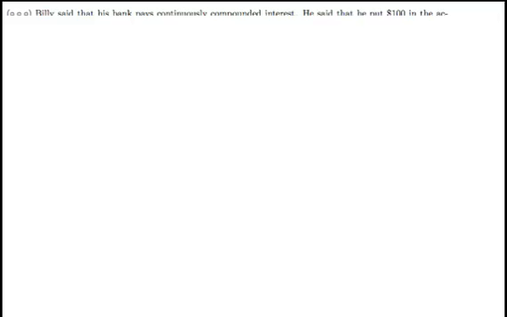Well, it looks like Billy has some money in the bank. Billy said that his bank pays continuously compounded interest. And he says that he put $100 in the account exactly 9 years ago, and it has grown to the amount of $220. Question is, when will he have $300?